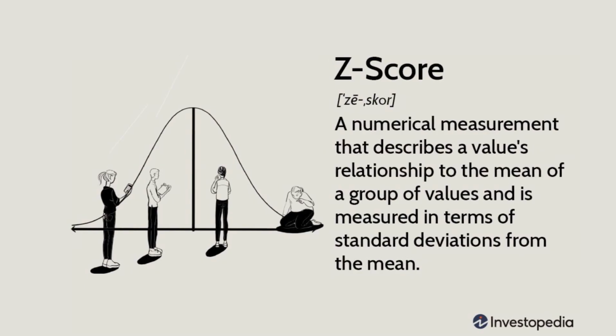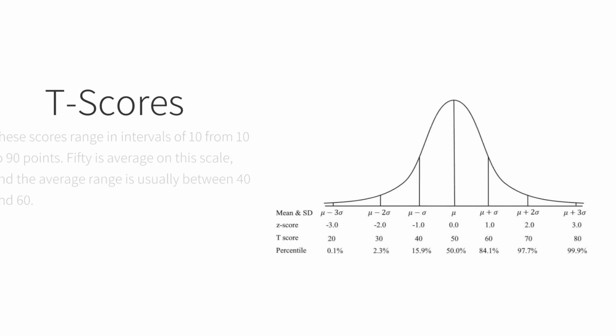Next is the z-score, a numerical measurement that describes a value's relationship to the mean of a group of values and is measured in terms of standard deviations from the mean. If a z-score is 0, it indicates that the data point's score is identical to the mean score.